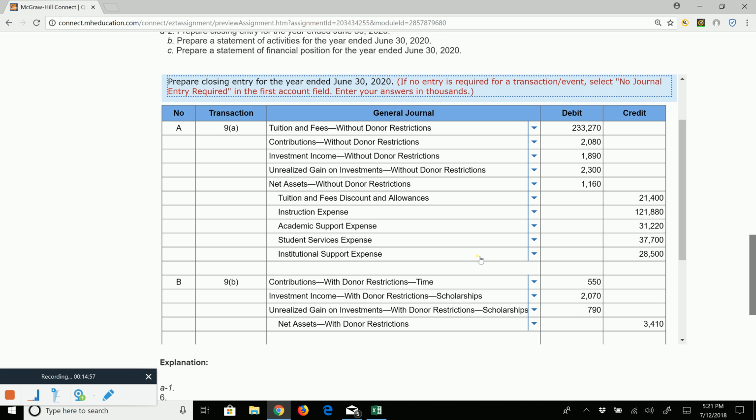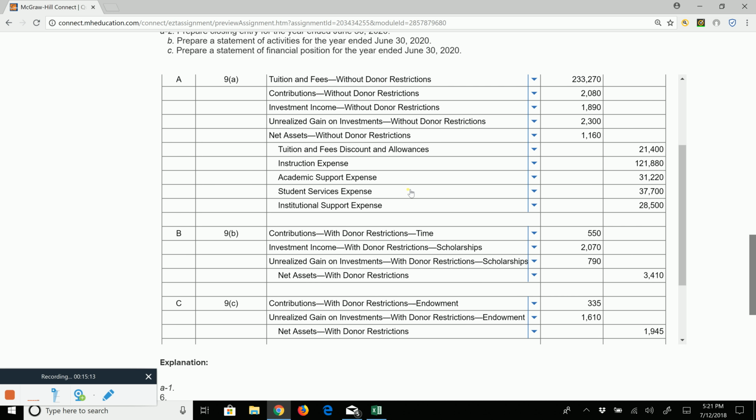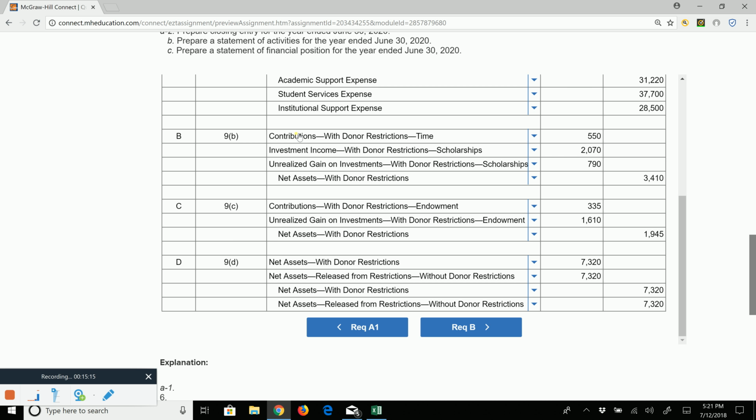We've got a column for without donor restrictions, so we'll debit all of our revenue items to close them and credit all of our expenses. And then we'll debit and credit whatever is needed to balance the journal entry to net assets without donor restrictions. Next, journal entry 9B, we're going to close out our revenue with donor restrictions. We'll do so with debits, and the credit is going to go to net assets with donor restrictions.